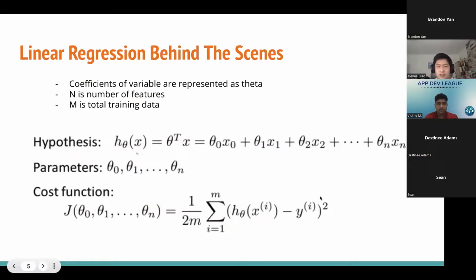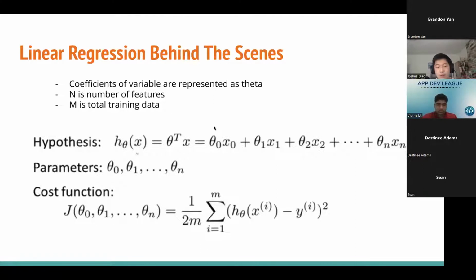All right, so let's look at linear regression behind the scenes a little bit. Don't be overwhelmed by these equations. I'll be explaining them real quick. It shouldn't be too hard to understand. So basically we have a hypothesis, which you can consider as the y equals mx plus b line, or the line we're trying to predict the values in.